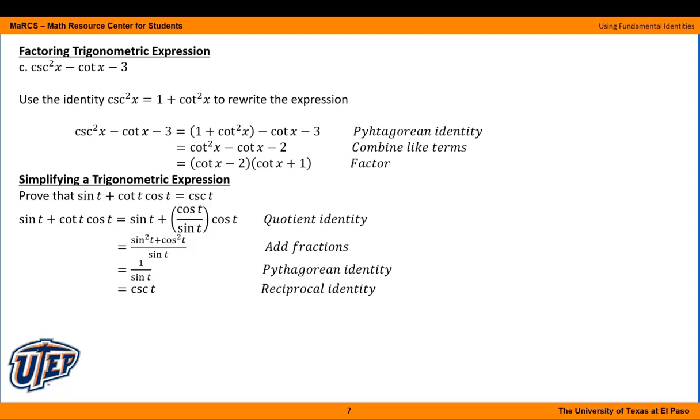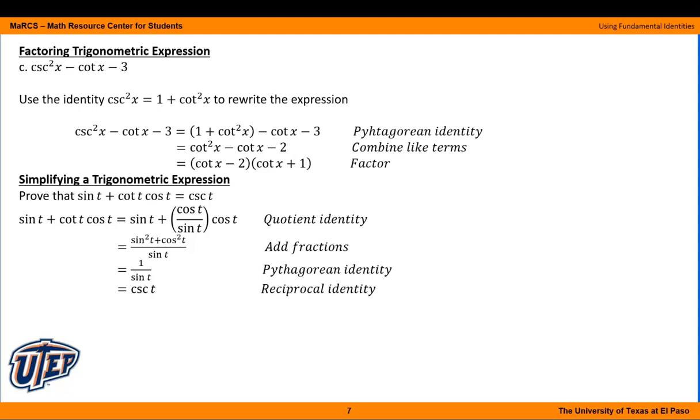The second example illustrates how identities can be used to prove an equation. Our goal is to show that the expression on the left simplifies to cosecant t. We begin by replacing cotangent with cosine divided by sine using the quotient identity. Next, we combine the terms in a single fraction. Applying the Pythagorean identity allows us to replace sine squared plus cosine squared with 1.